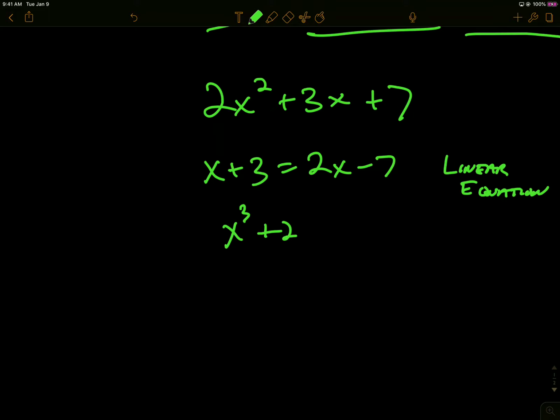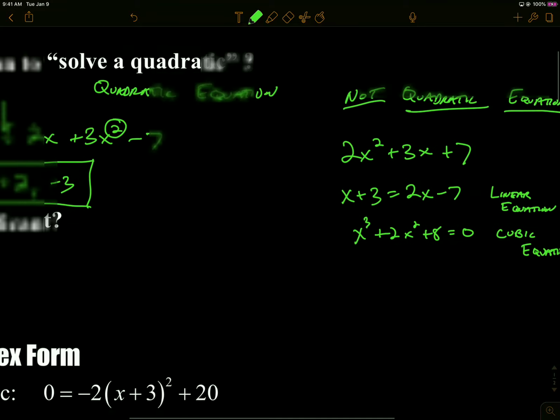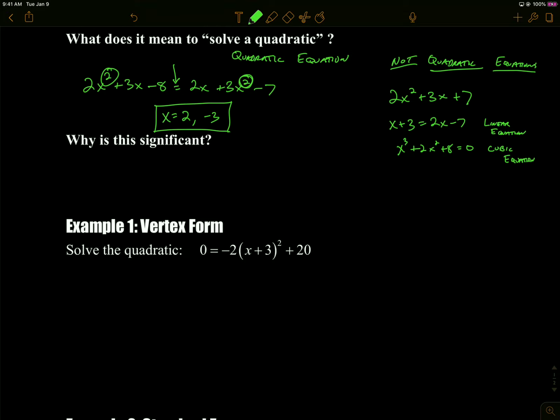x cubed plus 2x squared plus 8 equals 0 would be called a cubic equation because the highest power of x is 3. So when we want to solve our quadratic equations, it has to have an equal sign and the highest power of x needs to be 2. So that's what it means to solve a quadratic.